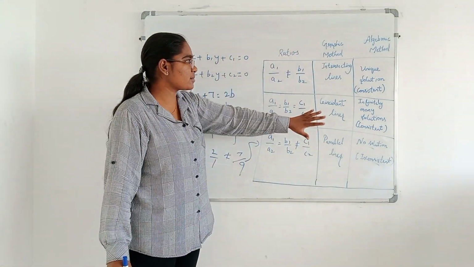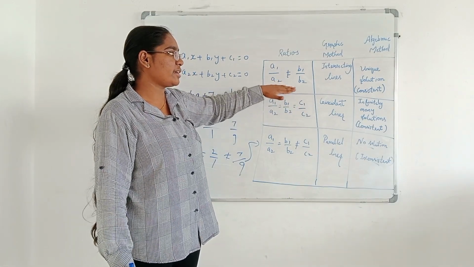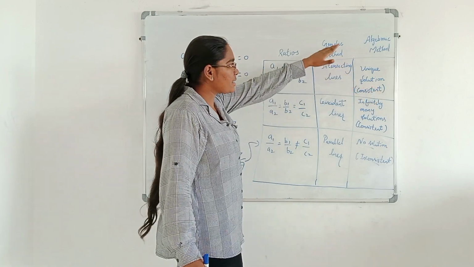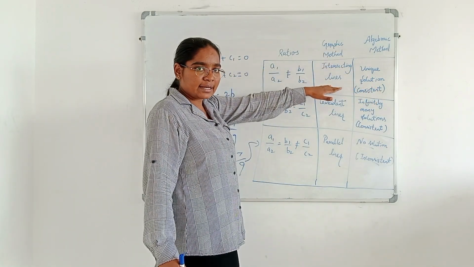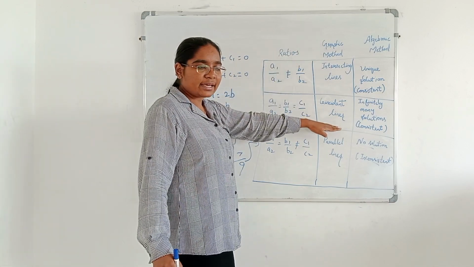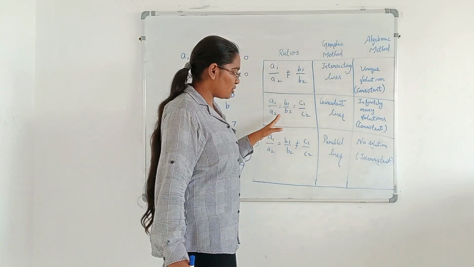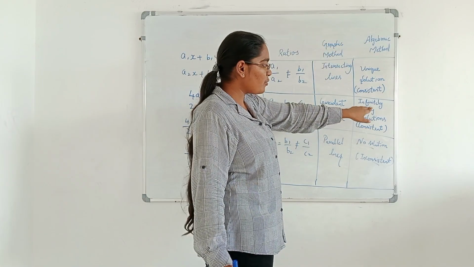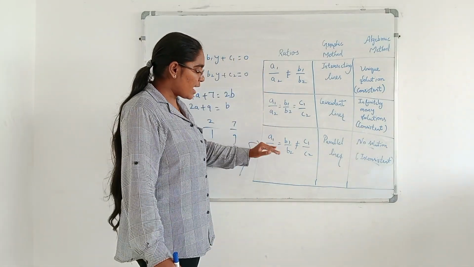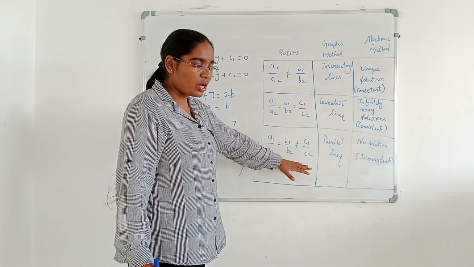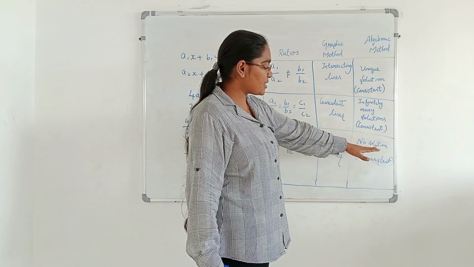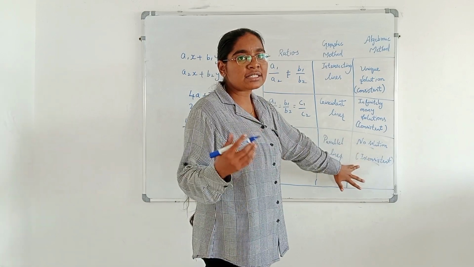These are the concepts. If those ratios are not equal, then the equations have a unique solution. It is consistent, and in the graphical method, you will obtain intersecting lines. If those ratios are equal, then in the graphical method you get coincident lines, and the equations are consistent and have infinitely many solutions. And if you obtain the ratios a1 by a2 equal to b1 by b2 not equal to c1 by c2, then in the graphical method the lines are parallel and it has no solution, that is, the equations are inconsistent.